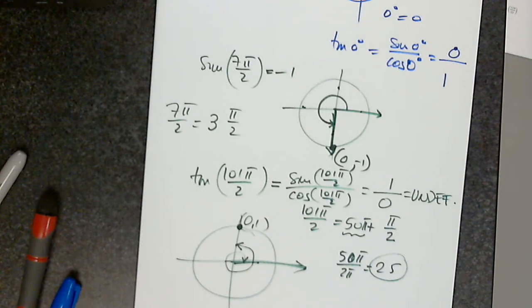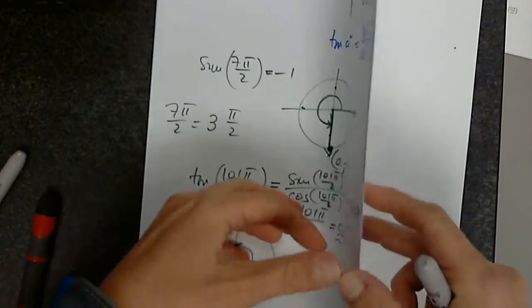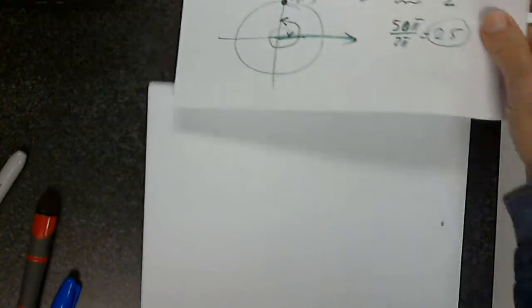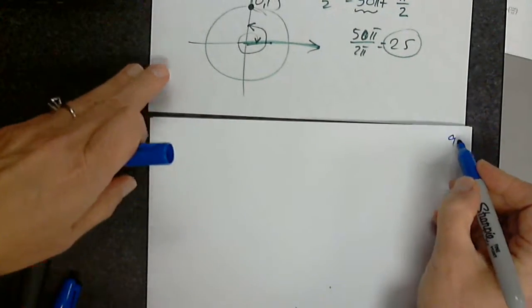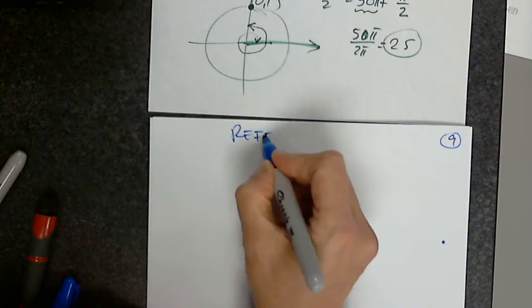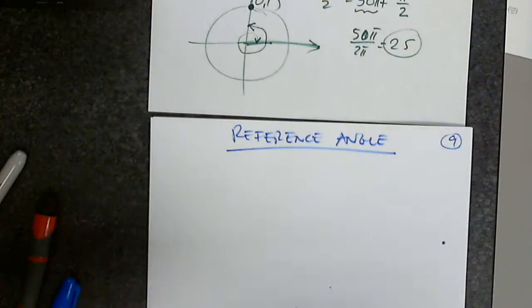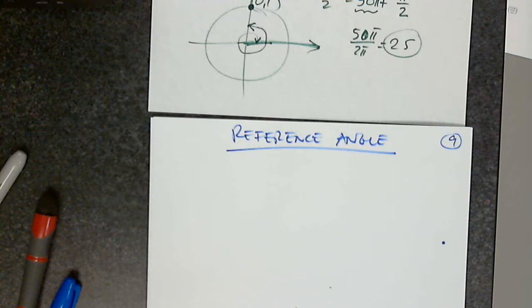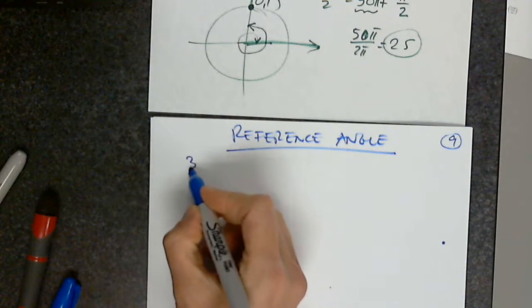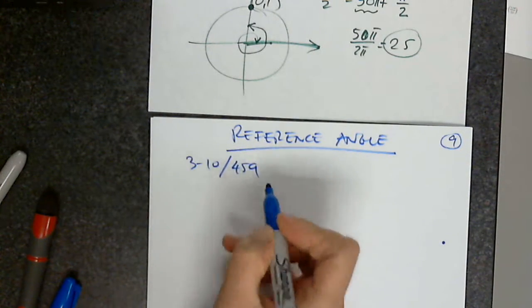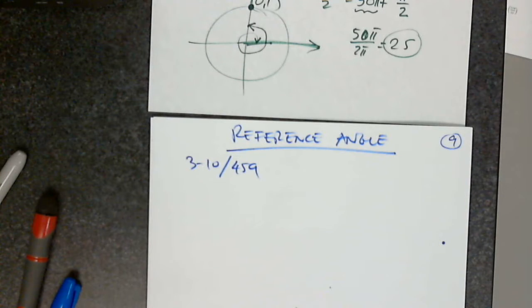So now I'm back to page 459. And let's practice the reference angle. That's the key right now. Reference angle. Ready? Please choose from 3 to 10 on page 459. Whatever you want. 6 it is. So find the reference angle for the given angle.